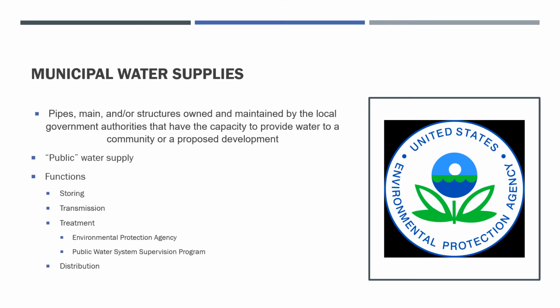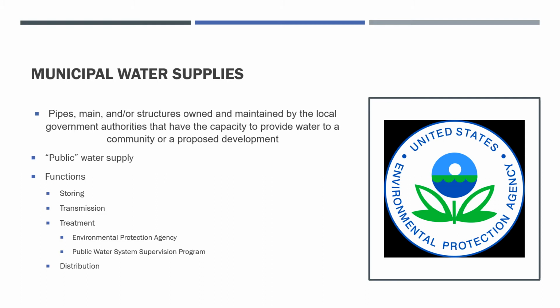Now I'm going to get into everything, starting with the basics of what municipal water supply is. Municipal water supplies are all the pipes, mains, and/or structures owned and maintained by the local government authorities that have the capacity to provide water to a community or a proposed development. That's just a lot of words to basically say a "public" water supply.